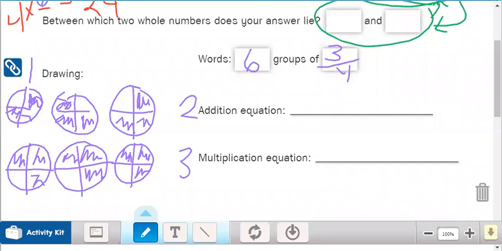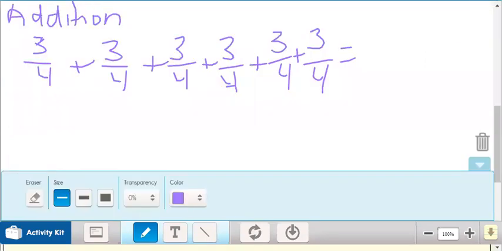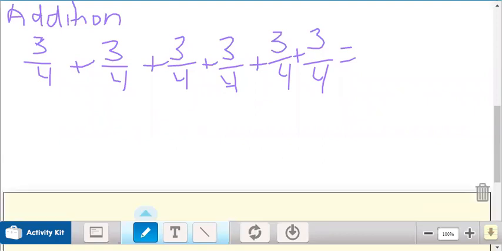So it says 6 groups of 3/4. So you need to write 3/4 6 times, plus 3/4 plus, and keep going. Please pardon my drawing. The magic of TV. Here we go. So I just went to a different screen for us so we have more room to work here.